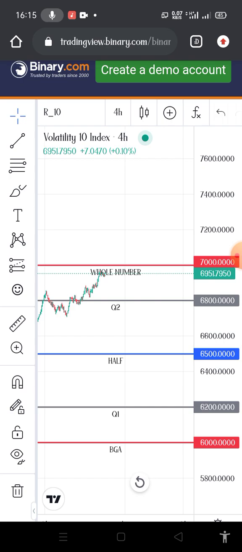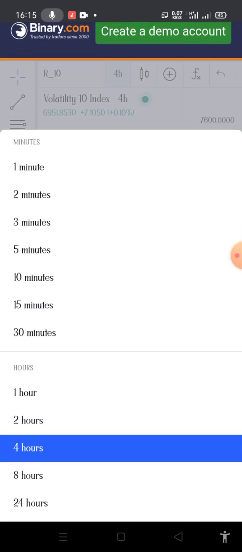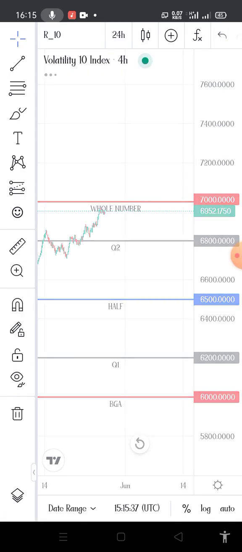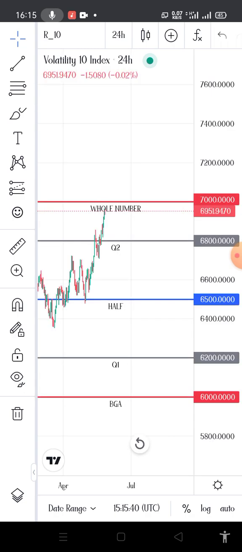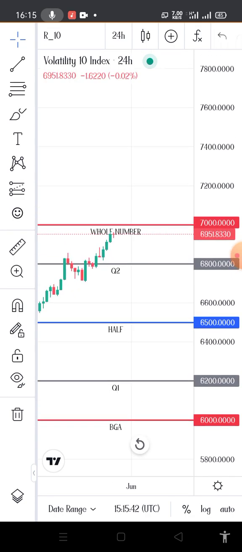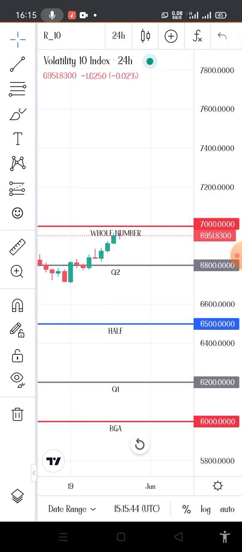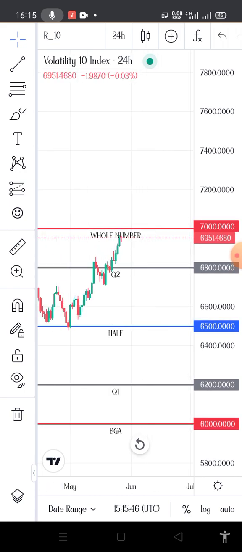Sorry, I'm so sorry. We're supposed to do this on a 24-hour time frame so it can be more clear. If you are doing this, do it on a 24-hour time frame. It's still the same thing basically, so you can see. Now after we've done this, let's go back to see what we should do.